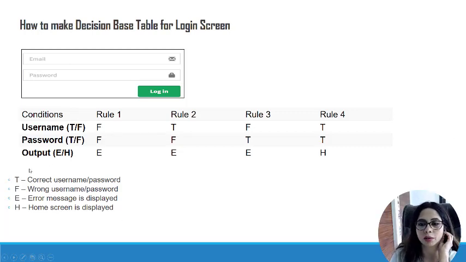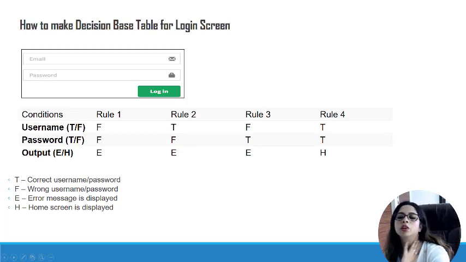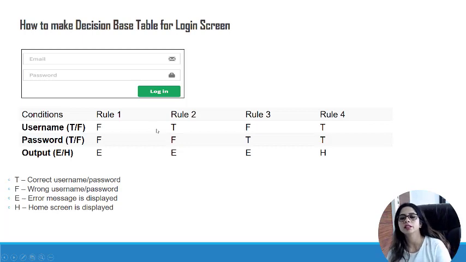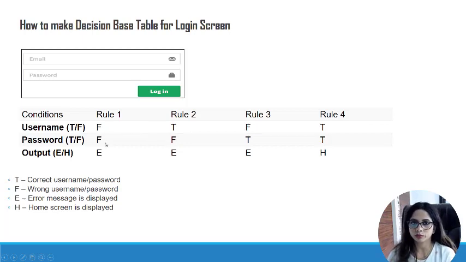So we'll create a decision table, which will have inputs and conditions. The conditions are username and password, and we'll have an output based on the conditions we are applying. Now let's say there are different rules which will be applicable. The first rule is where both email address and password are false. So ultimately the result will be an error.